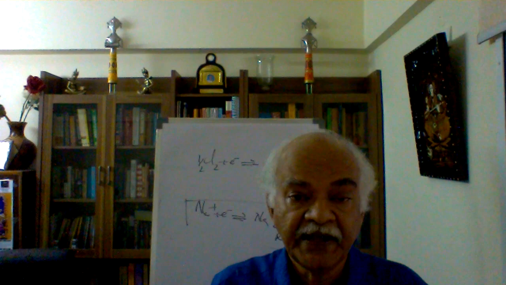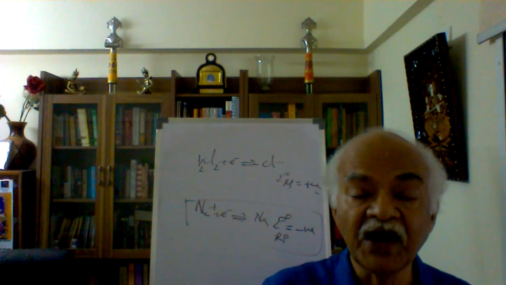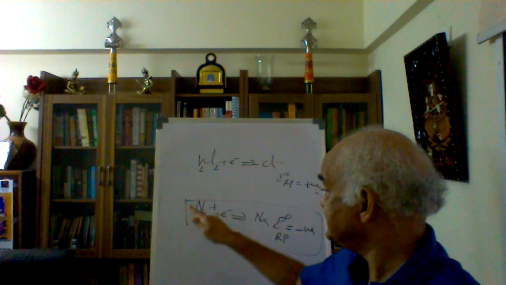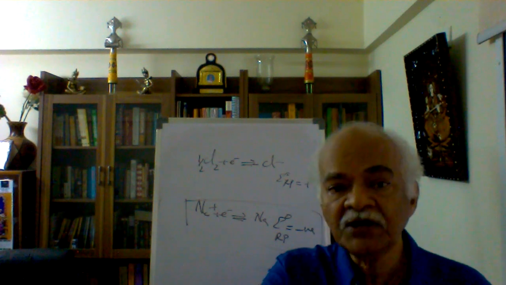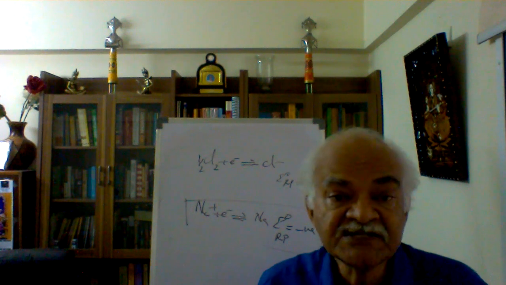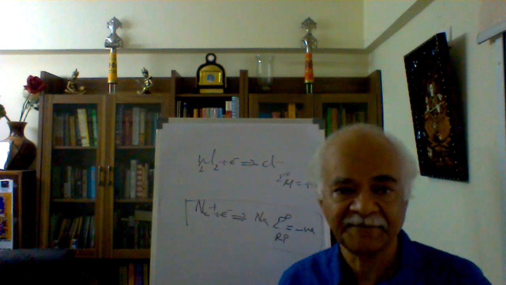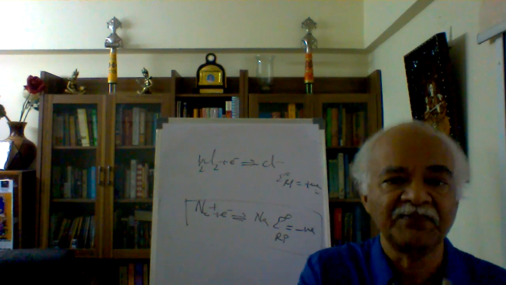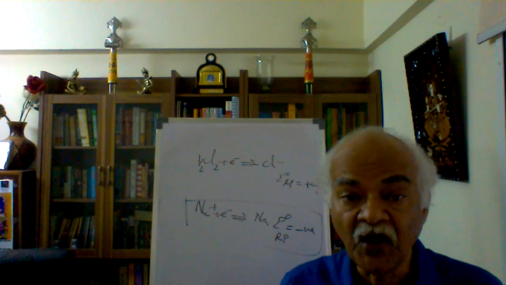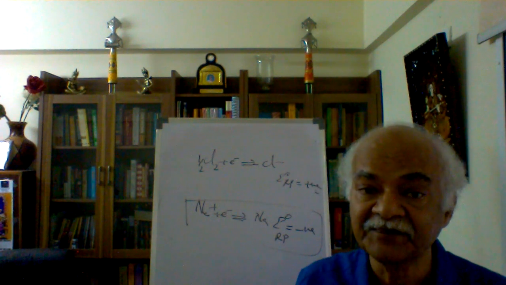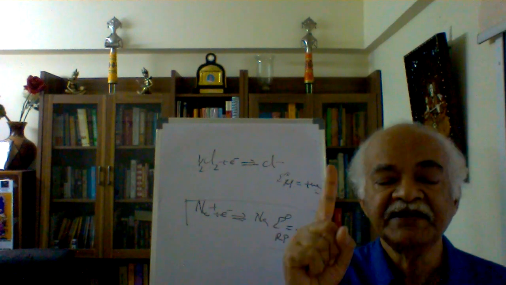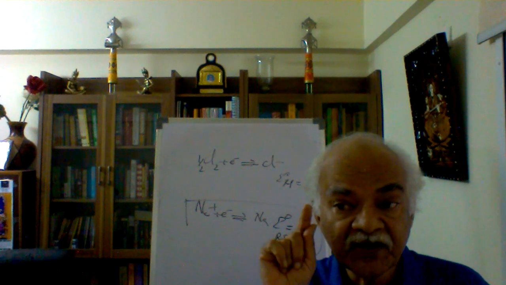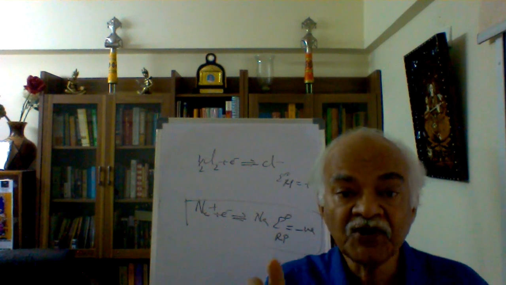How do you go about it now? If E naught value for a particular half reaction is negative, what does it mean? It means the reaction as written is not possible. And what is possible in that case is the reverse of that. What is happening in the reverse here? As expected, sodium loses electron to form Na+. Therefore, how do we interpret the negative value here? That means the first point is the reaction as written is not taking place. Point 1.